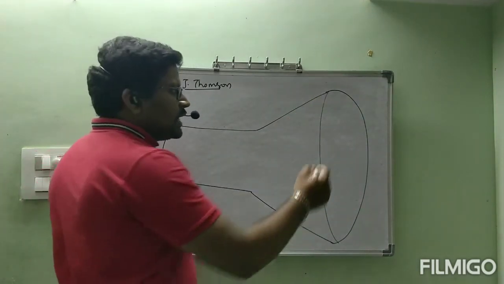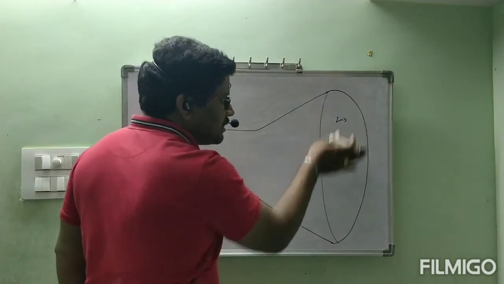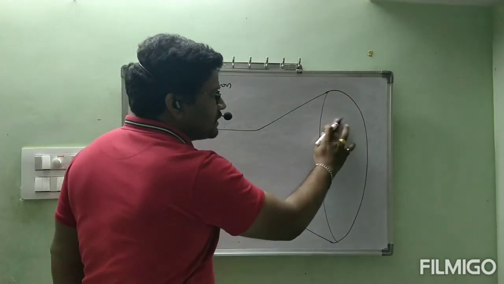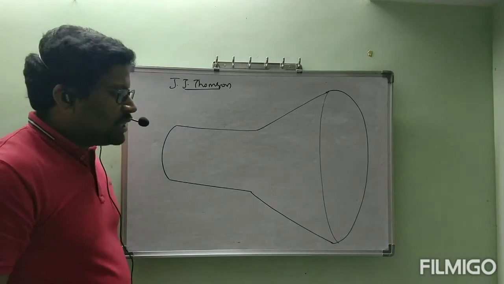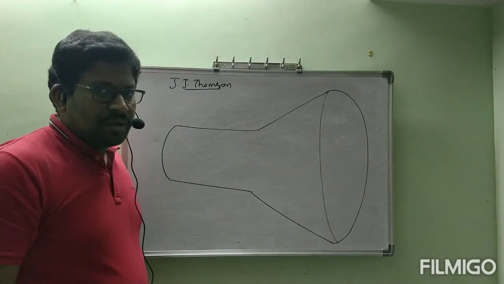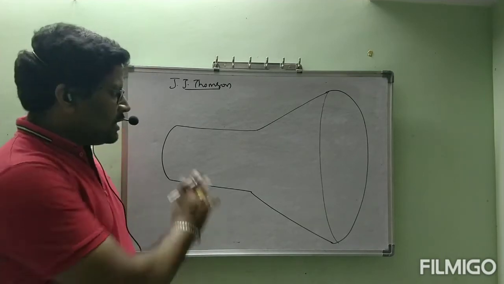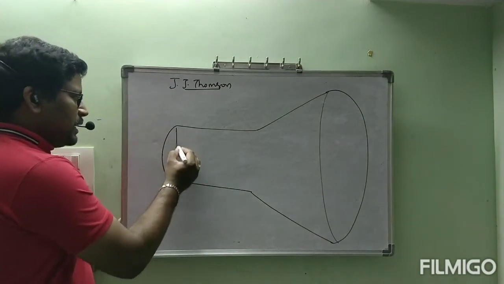Is it okay, ma? Inside it was coated with a zinc sulfide screen. This inside surface is coated with zinc sulfide screen. The zinc sulfide screen is used to identify charged particles as dots, whether they are falling on that zinc sulfide screen or not, we can identify. Okay, this is the equipment.